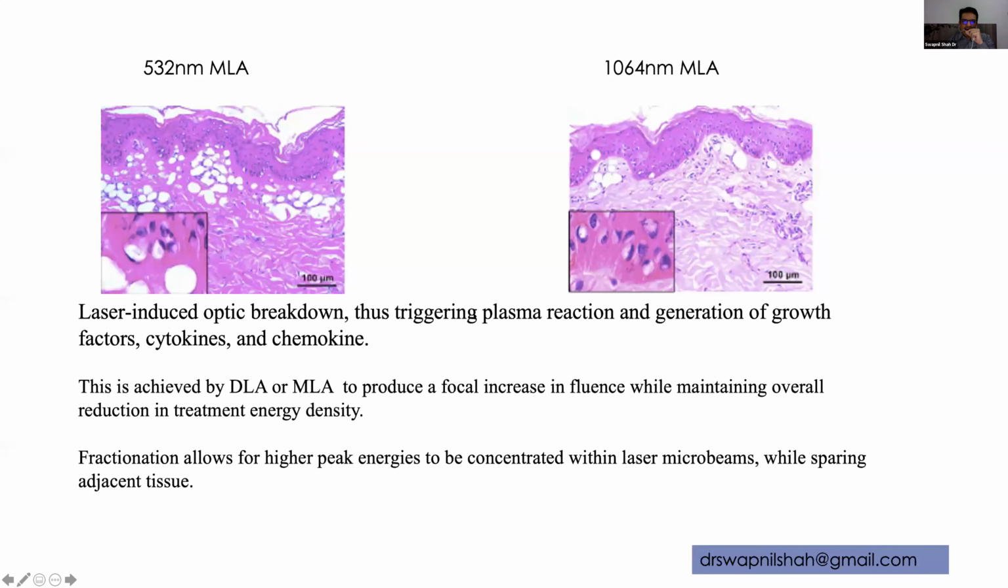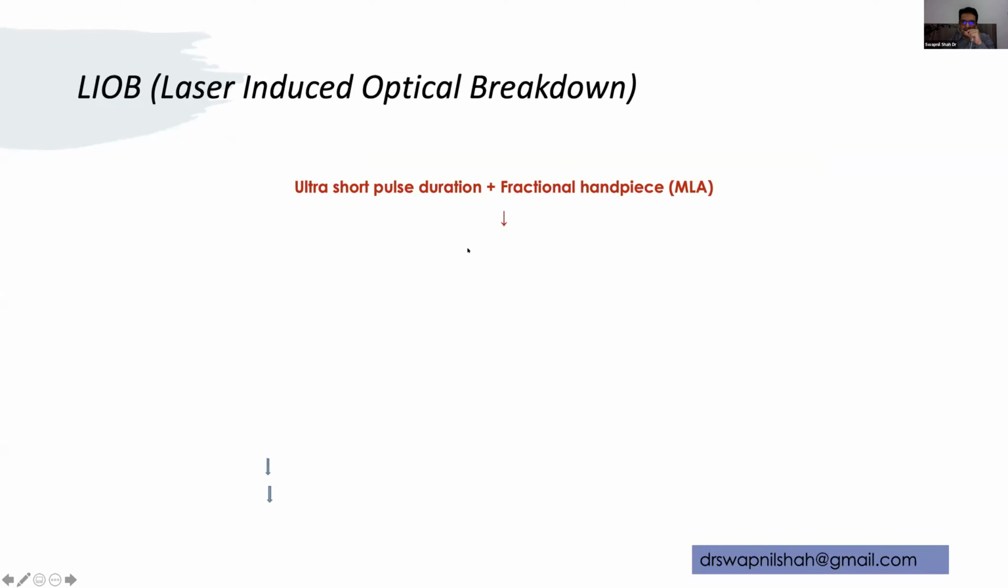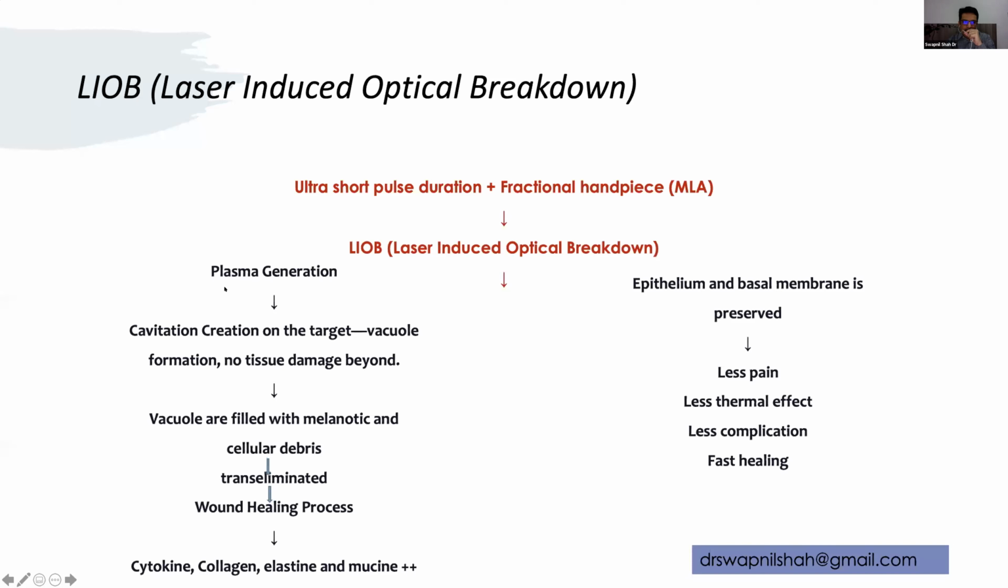So how does laser-induced optical breakdown occur? Ultrashort pulse duration and a fractional microlens array induce laser-induced optical breakdowns within the epidermis and dermis. There is a generation of plasma, which creates intracytoplasmic vacuoles, and intraepidermal and dermal vacuoles. No tissue damage beyond these vacuoles. These vacuoles are immediately filled with melanotic and cellular debris. They are transeliminated.